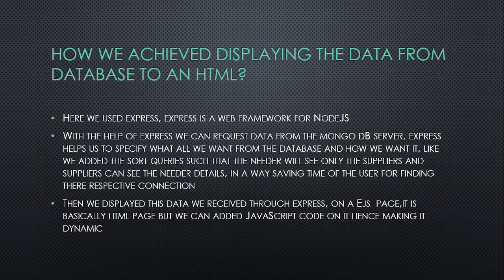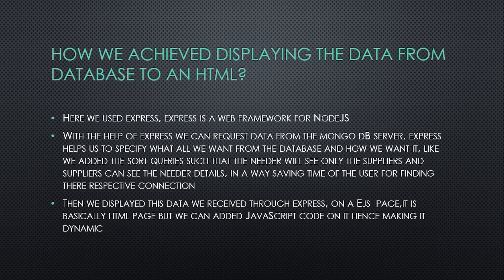How do we achieve displaying the data from the database in HTML? In the final page we have data coming from the MongoDB server to our final HTML page. So how did we do it? Here we used Express. Express is a web framework for Node.js. With the help of Express, we can request data from the MongoDB server. Express helps us specify what we want from the database and how we want it. Like, we added sort queries such that the needer will see only the suppliers and the supplier can see the needer details, saving the user time in finding the respective connections.